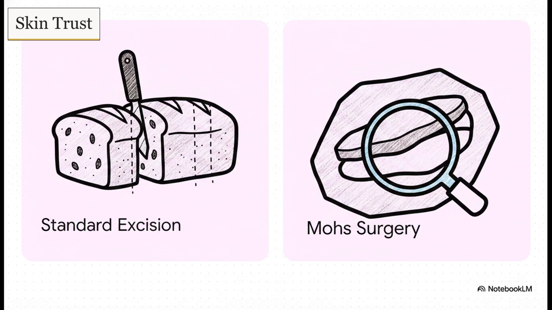Now, Mohs surgery works differently. The tissue is processed so the peripheral and deep margins can be examined as a continuous end-face surface, meaning we look flat at the entire bottom and the edges under the microscope. So instead of just looking at a few slices of the bread, you are examining the entire crust.